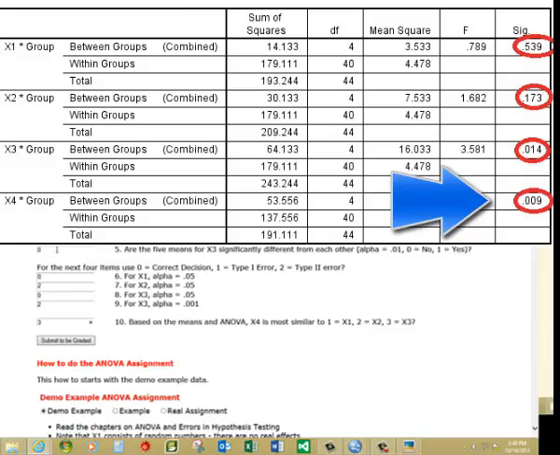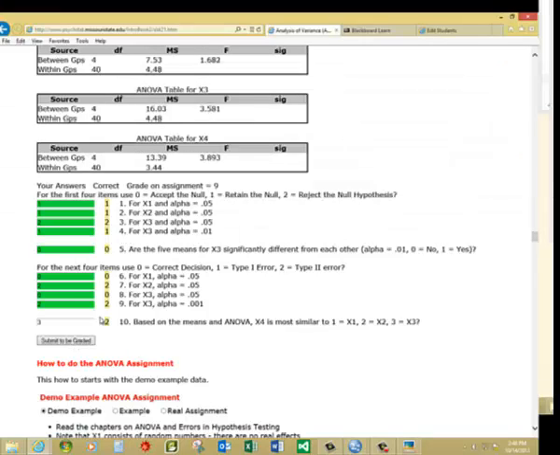Okay, so we've got our 10 answers in. We'll submit this to be graded, and we find that for the first 9 items we got it correct. We have a total score of 9, but for the last item it really was closest to x2 rather than x3.